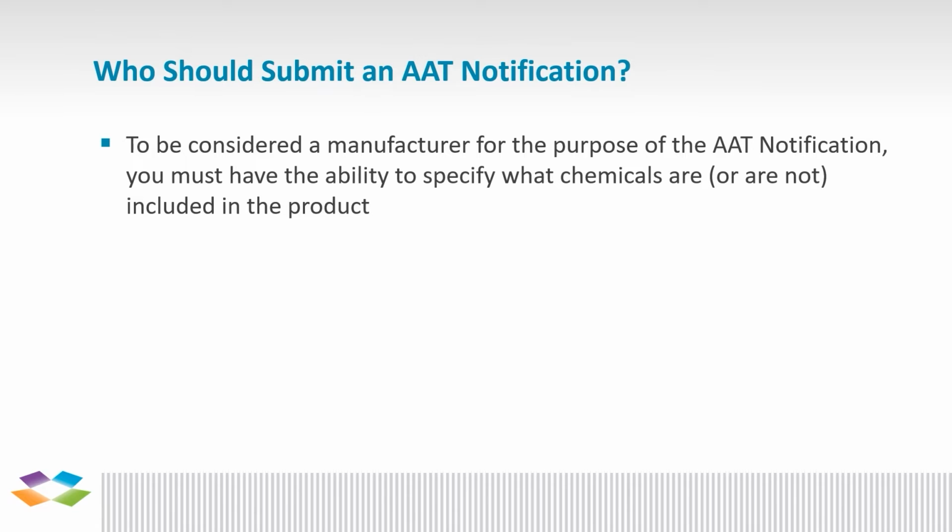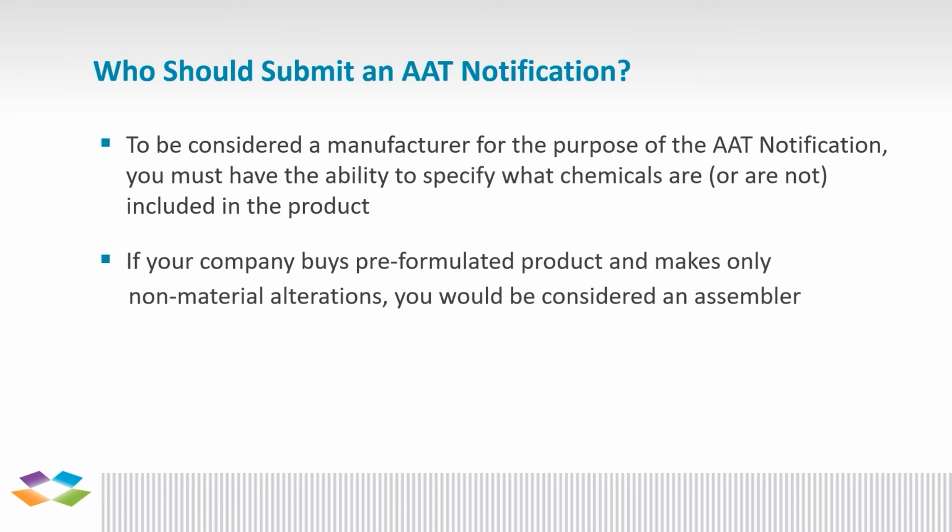Importantly, to be considered a manufacturer for the purpose of the AAT notification, you must have the ability to specify what chemicals are or are not included in the product. If your company buys a pre-formulated product and makes only non-material alterations, such as affixing a brand label, you will be considered an assembler under the SCP regulations, unless you have the ability to specify what chemicals are or are not used in the product.